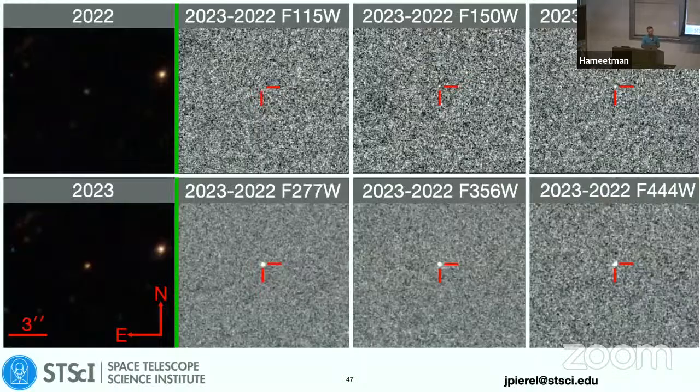So this guy was, you can see here, 2022 to 2023, you can immediately tell this one is quite red. And these are the difference images showing you there's clearly a transient here. The wavelengths go redder this way and then this way. So the bluest is here at about 1 micron, and then this is the reddest at about 4 micron. So you can see immediately that this is quite a red object.